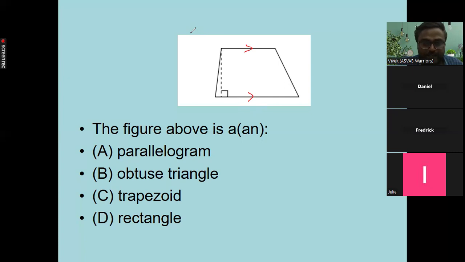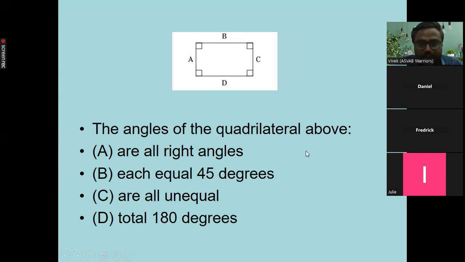So yes, it is C. It's a trapezoid. So single opposite side, if they are parallel, that means they are nothing but known as trapezoids. I hope you guys understood it. Yeah, this should be easy peasy lemon squeezy.